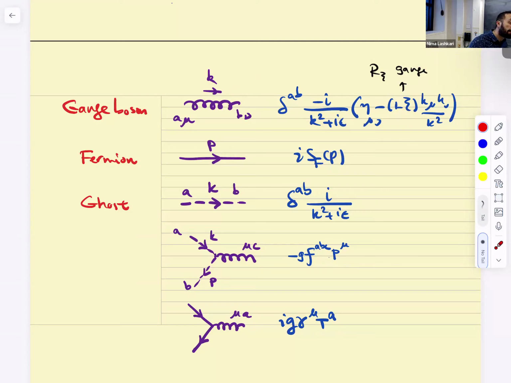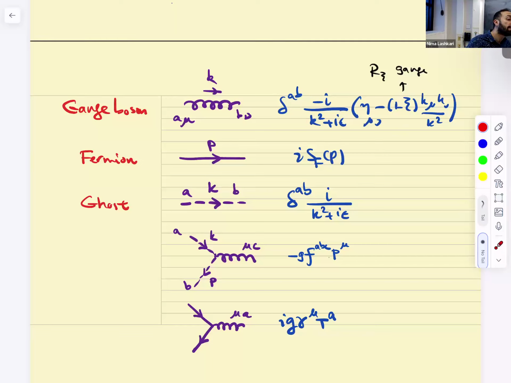Why are you calling it a gauge boson, not a gluon? Oh, it's just because the term gluon is reserved for SU(3). If you're dealing with SU(2), those are the W bosons, and other groups have different names. In my head, I'm thinking QCD, that's why I wrote gluon. I'm also drawing them as if they're gluons. Anyway, this is the propagator for the gauge boson.